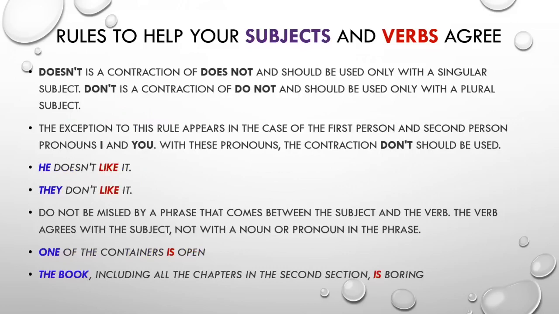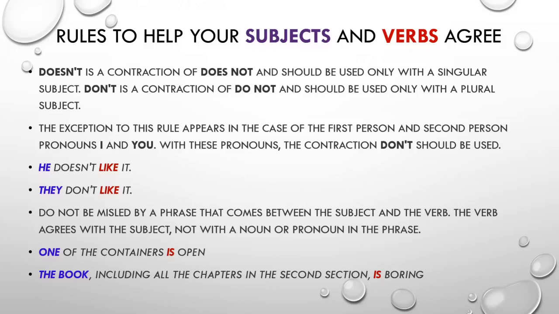And there are other rules also. Another one is doesn't. Doesn't is a short form or contraction of does not, and this should be used only with a singular subject. Don't is a contraction of do not, and it should be used only with a plural subject. So for a singular subject, you use doesn't, and if it is plural, we use don't.